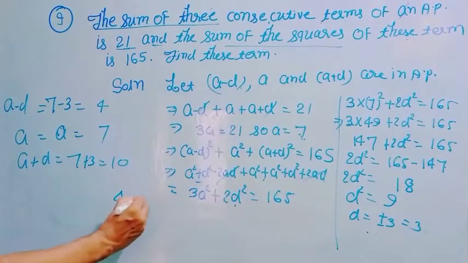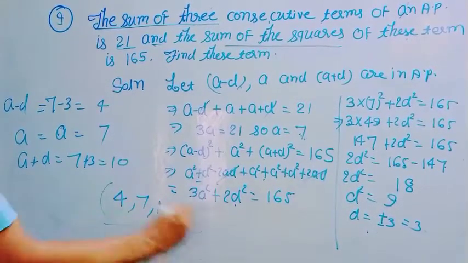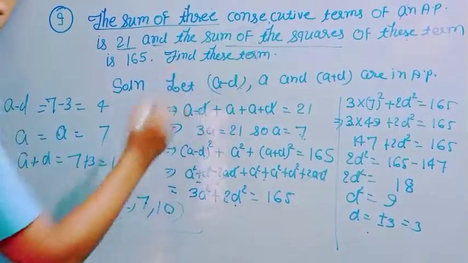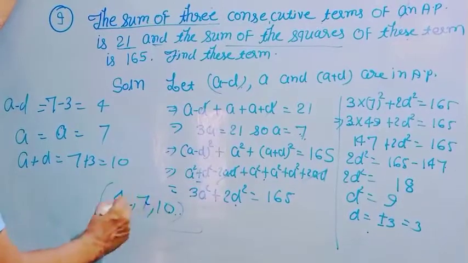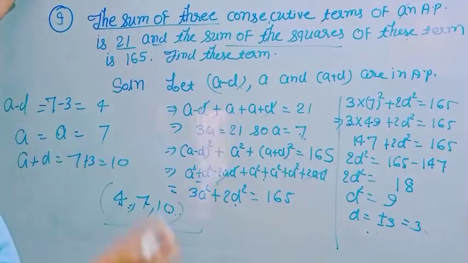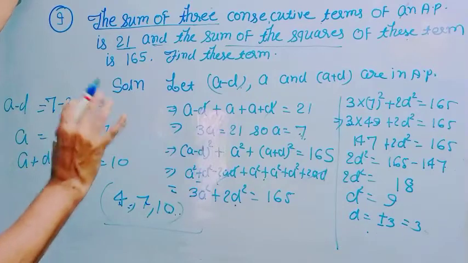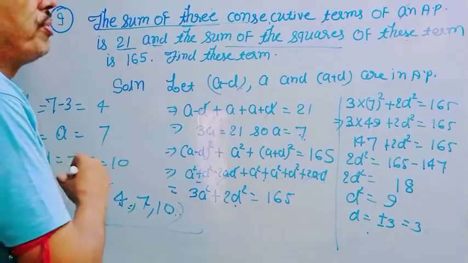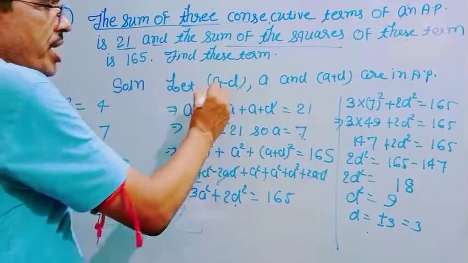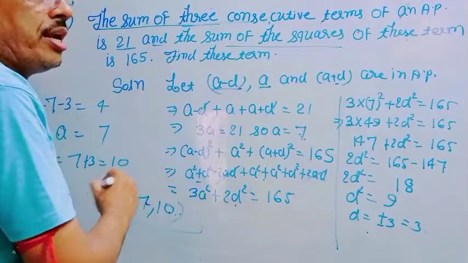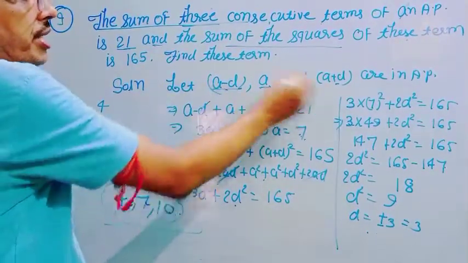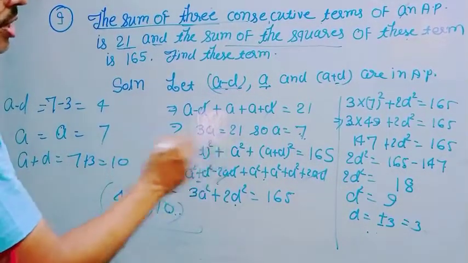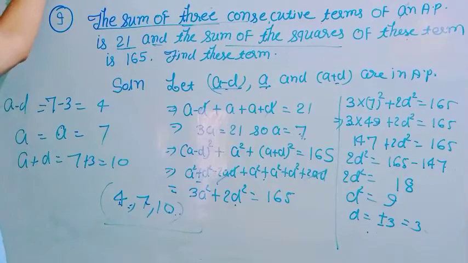So what is the AP? 4, 7 and 10. It is in AP and the sum of these numbers is 4 plus 7 plus 10, which is 21, and when you square and add them, you get 165. So dear students, these types of questions you should solve using their conditions. If the condition says there are 3 numbers, then it is best to take the 3 numbers as A minus D, A and A plus D. Then suppose these are the three numbers. Their sum will be 21, their product will be this. Then you can solve, substitute the value and find the answer.